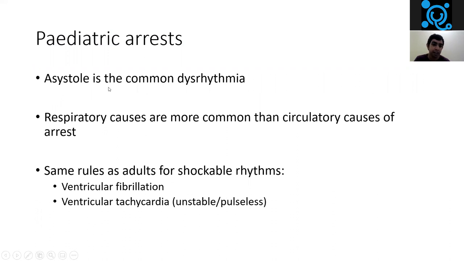So with pediatric arrests, they are rare. They generally are rare, but when they do happen, asystole is the most common dysrhythmia. It's important to bear in mind that respiratory causes are more common than circulatory causes.